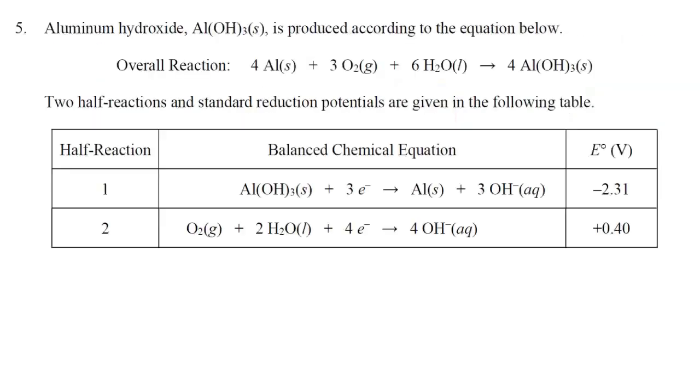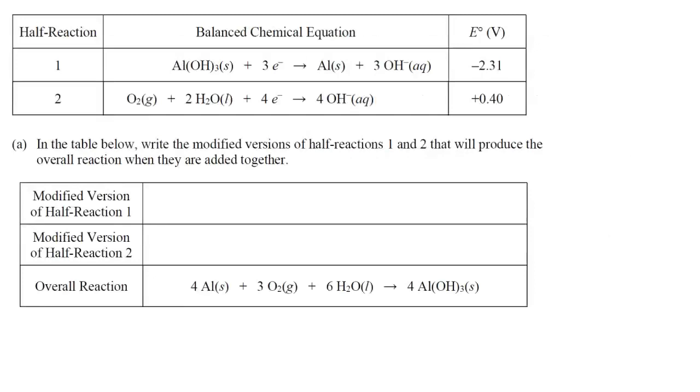Now let's take a look at question 5. In question 5, it says, aluminum hydroxide is produced according to the equation below. Two half reactions and standard reduction potentials are given in the following table. Part A says, in the table below, write the modified versions of half reactions 1 and 2 that will produce the overall reaction when they are added together.